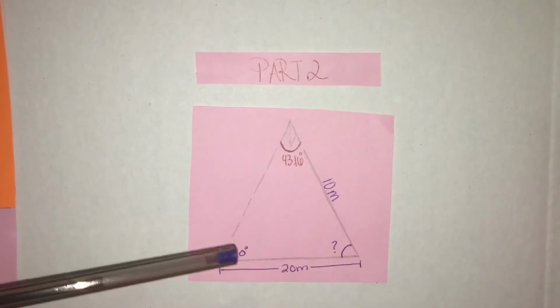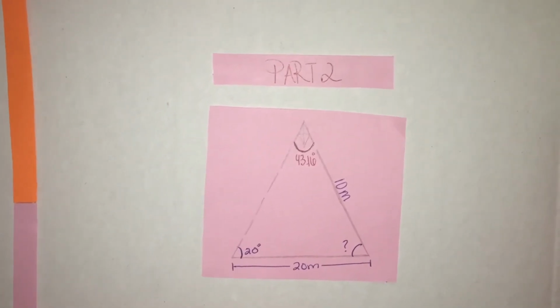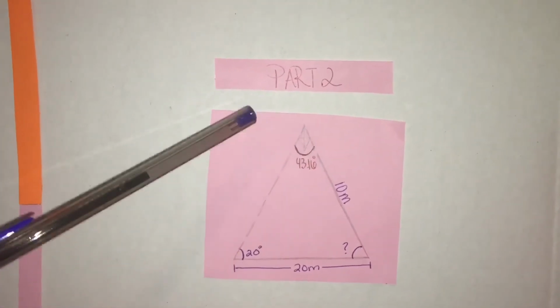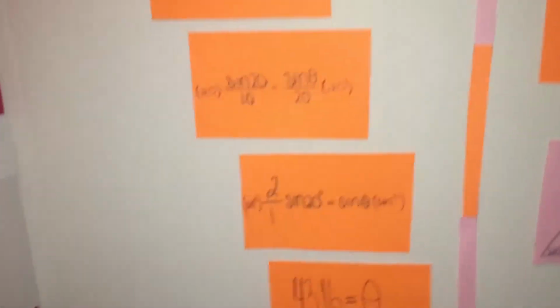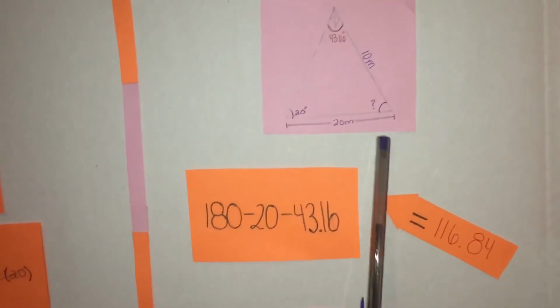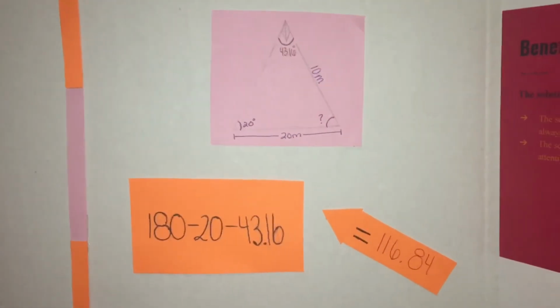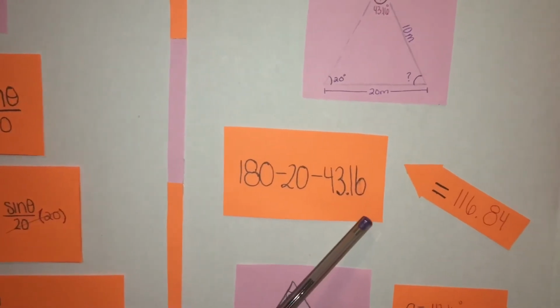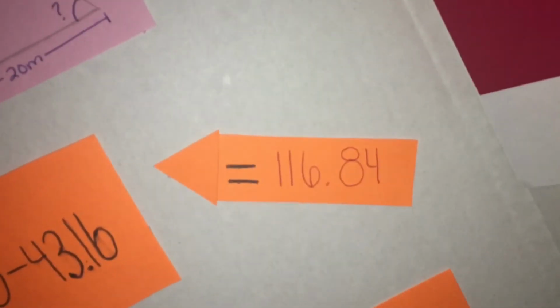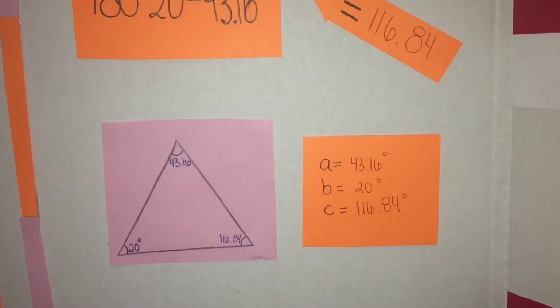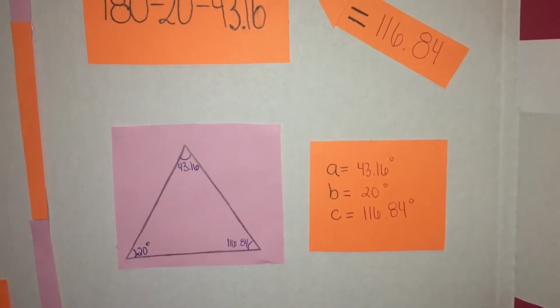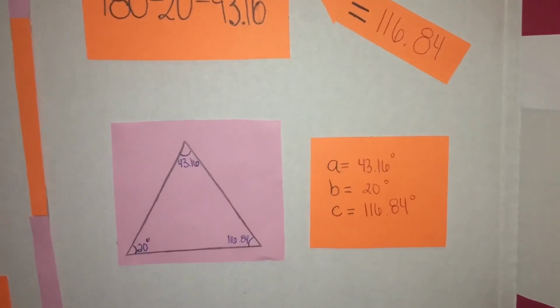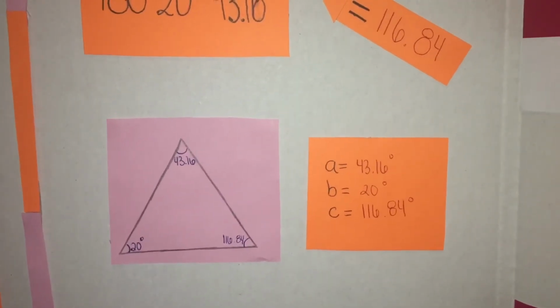So from the beginning, we knew this angle was 20 degrees, and now we just found out that this angle was 43.16, which is right here. Now to find the last angle, that's right here, we subtract 20 and 43.16 from 180 and get 116.84, which makes angle A 43.16, angle B 20, and angle C 116.84.